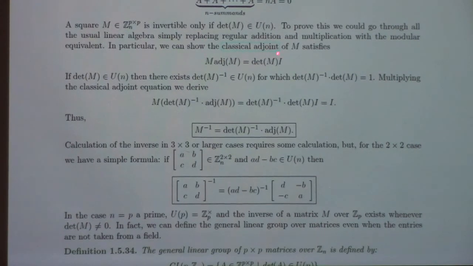But then to solve for the inverse I have to divide by the determinant, right? Which means I have to multiply by the multiplicative inverse. So that's only going to gel if the determinant is actually in the group of units of Zn.